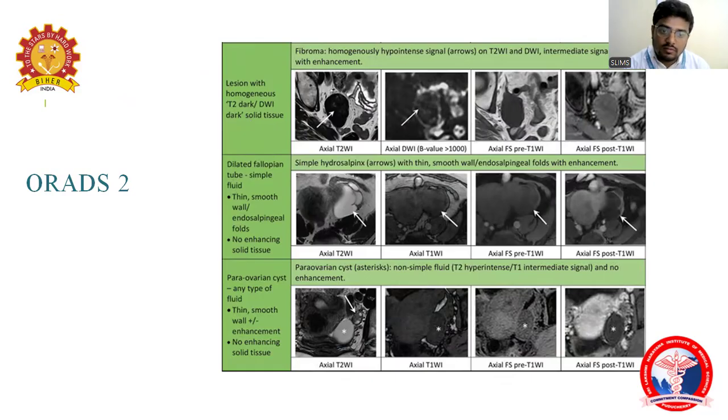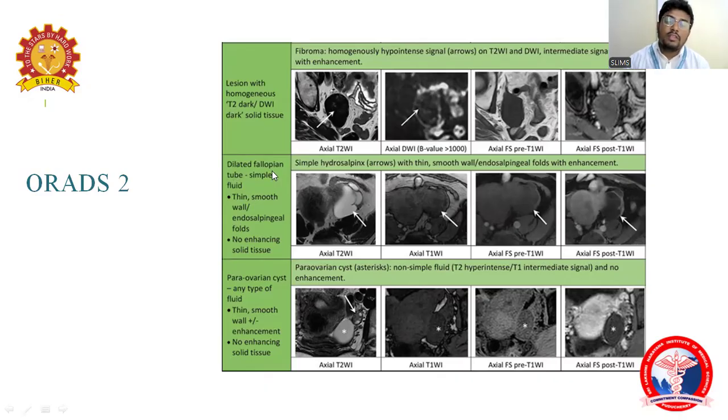The fourth category of lesions included in O-RADS MRI 2 are lesions with homogeneously T2 dark or DW dark solid tissue. First is the fibroma. Here we are able to see a T2 hypointense lesion, which appears hypointense in the DW also. In the pre-contrast T1 weighted image, the lesion also appears hypointense, and in the post-contrast T1 weighted image, the lesion shows minimal enhancement. However, since the lesion appears homogeneously dark both in DW and T2, a score of 2 is given.